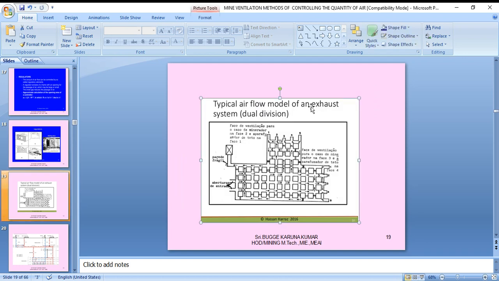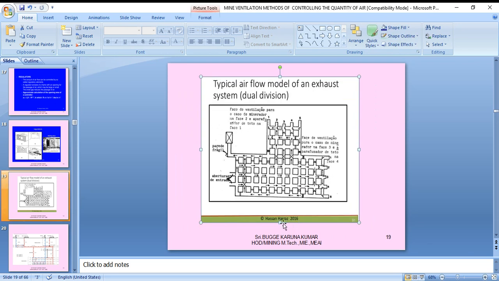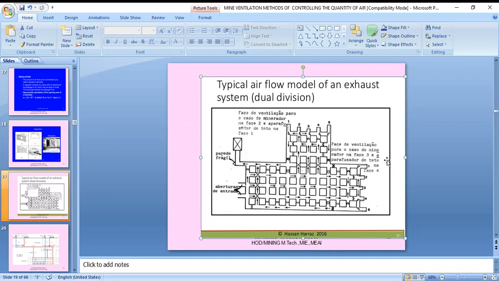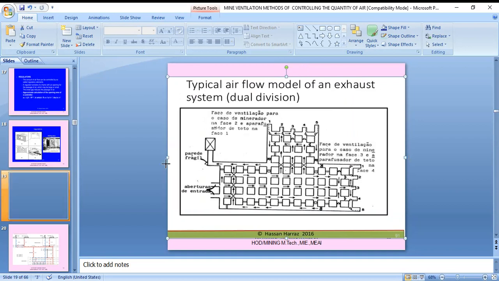Also I'm showing here the typical airflow and exhaust dual division system. This is another model for understanding how air will be distributed to all the working places and reach the point. So phase to ventilation in case of the two upper phases, parallel phases, and phase to ventilate different places.